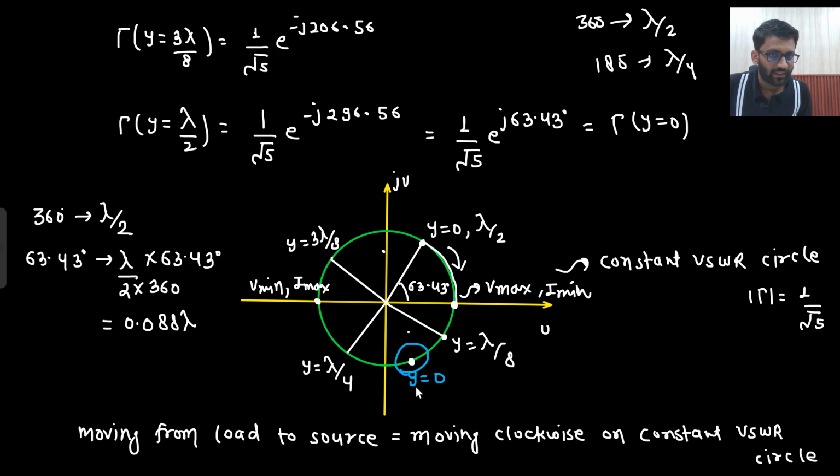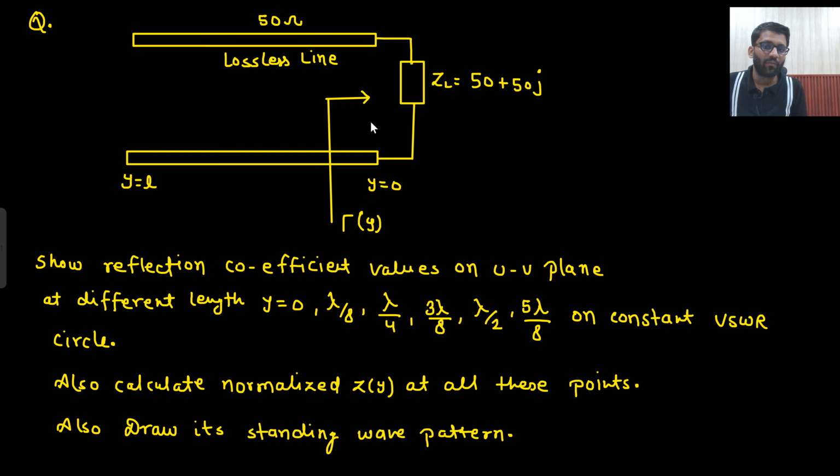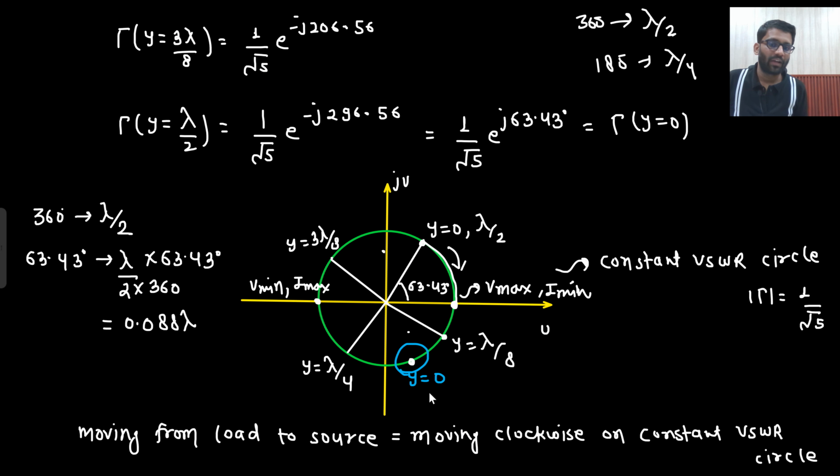If my y equals to 0 was here, then where do I need to walk? I need to walk clockwise only, because walking clockwise means you are walking towards the source. So now I will walk towards the source and observe my standing wave pattern. How will my standing wave pattern look? If I move here, first I will encounter V minima. First V minima is occurring, and that means this has to be a capacitive load.